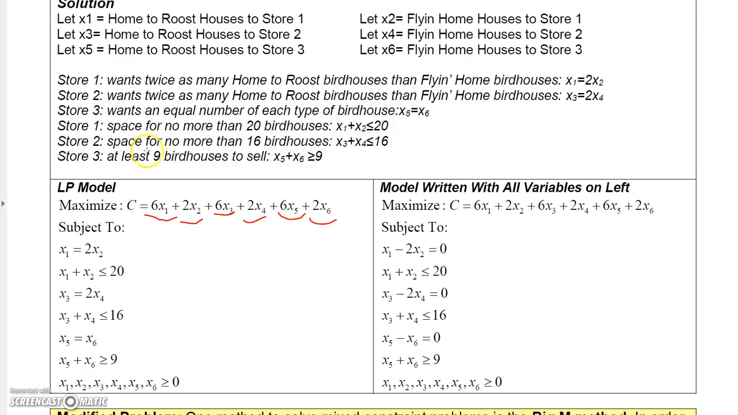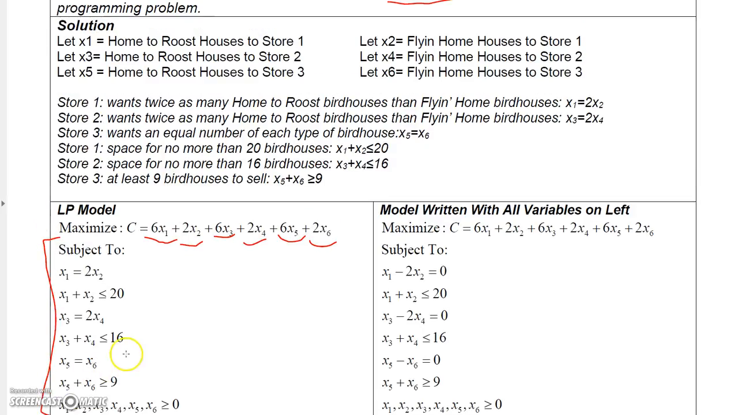And since store 1 has space for no more than 20 birdhouses, the total store 1 gets has to be less than or equal to 20. Store 2 has space for no more than 16, so the total that store gets has to be less than or equal to 16. And he must sell at least 9 birdhouses to store 3. So x5 plus x6 must be greater than or equal to 9. Now, if you put all that together, you get a bunch of constraints here.